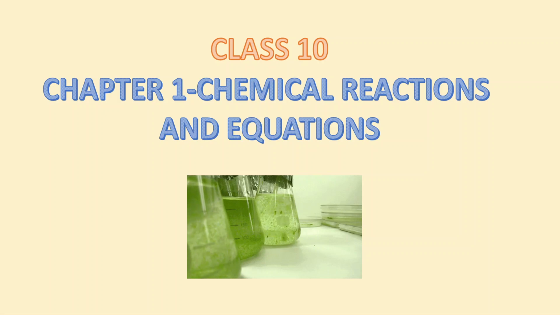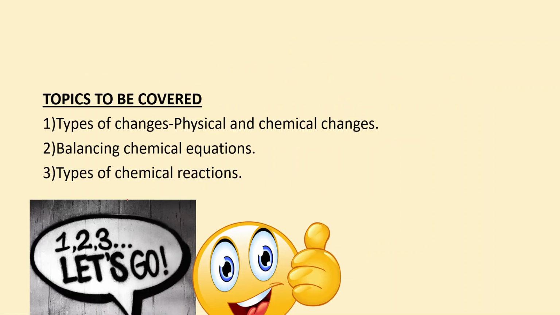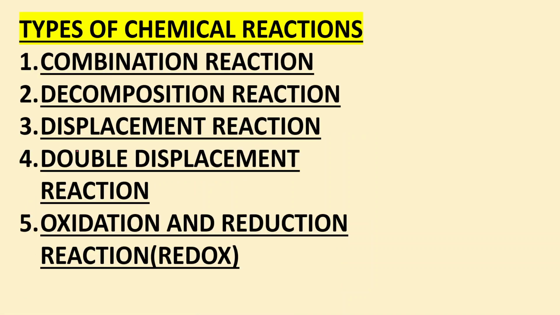Good morning friends. So today we are going to take up the second part of chapter 1, chemical reactions and equations of class 10th. So in the previous class we studied about different types of changes and how to balance a chemical equation. So today we are going to deal with the types of chemical reactions. There are basically 5 types of chemical reactions. So we will take up each of them one by one.